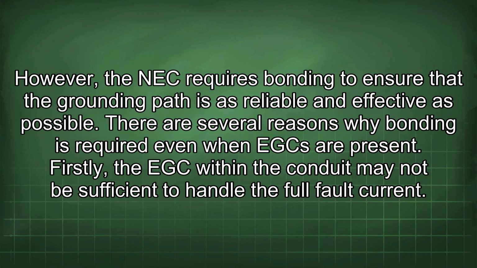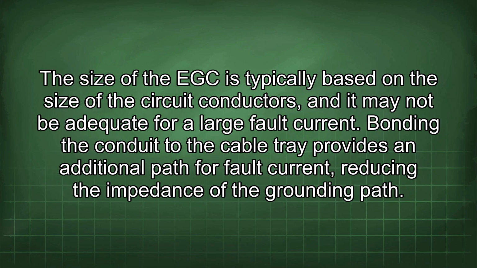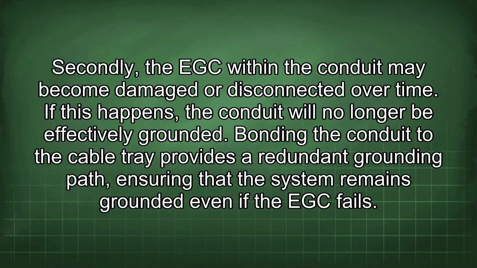However, the NEC requires bonding to ensure that the grounding path is as reliable and effective as possible. There are several reasons why bonding is required even when EGCs are present. Firstly, the EGC within the conduit may not be sufficient to handle the full fault current. The size of the EGC is typically based on the size of the circuit conductors, and it may not be adequate for a large fault current. Bonding the conduit to the cable tray provides an additional path for fault current, reducing the impedance of the grounding path. Secondly, the EGC within the conduit may become damaged or disconnected over time.